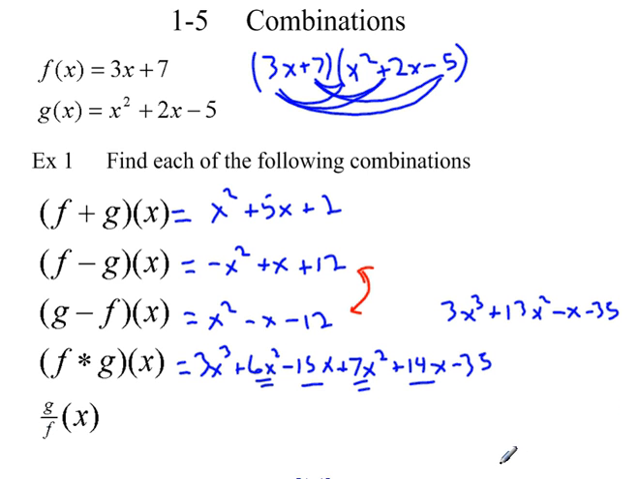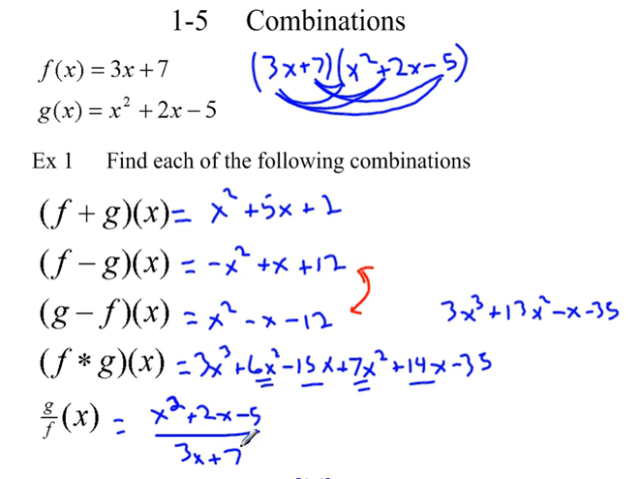Okay, there's one last combination on this page we're going to talk about. That is g divided by f of x. Let's just write that out. So that's going to be equal to the g function, which is x squared plus 2x minus 5, divided by the f function, which is 3x plus 7. Now, unless you can simplify this, this is as far as we can go. Here's a mistake people make. People start crossing off x's and 3's and 7's. If you can't factor what's on top and bottom here, you can't simplify. So leave it like this.